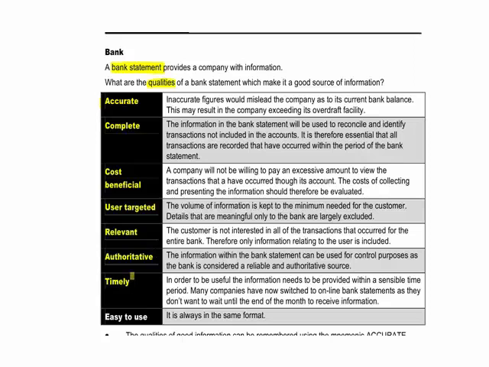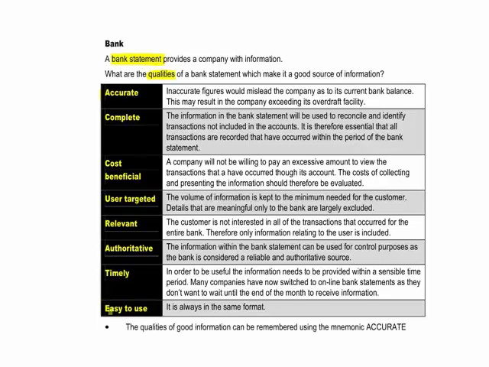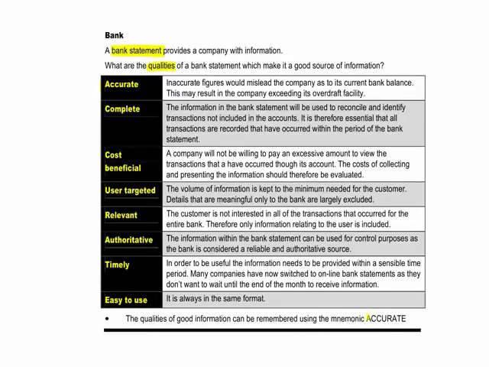It also needs to be timely, so we would want to make sure that the information is received promptly, and this is obviously enhanced by online banking. If we had to wait a very long time, then the value of the information diminishes. And it's easy to use because it's always in the same format, so it's always very easy to see what's gone in and what's gone out because of the column format. And we can remember the qualities of good information using the mnemonic ACCURATE, so that can help you to brainstorm ideas about the qualities of good information.